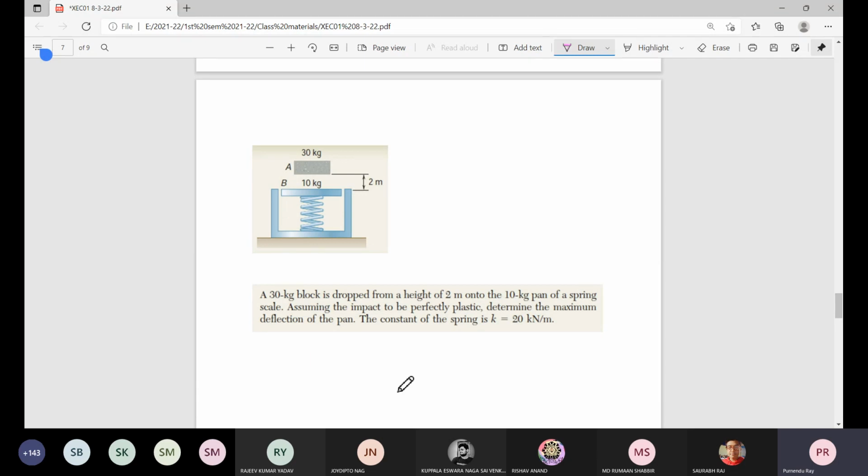The problem statement is like this. A 30 kg block is dropped from a height of 2 meters onto the 10 kg pan of a spring scale. Assuming the impact to be perfectly plastic, determine the maximum deflection of the pan. The constant of the spring is K, 20 kilonewton per meter. Now this thing is very important: the impact to be perfectly plastic.